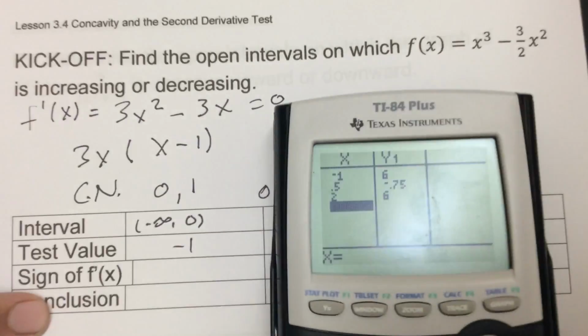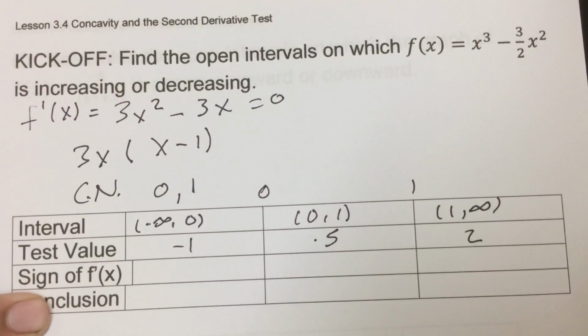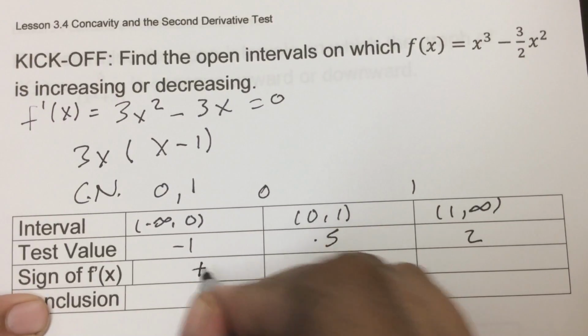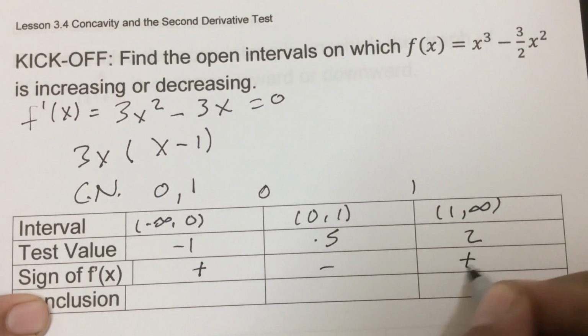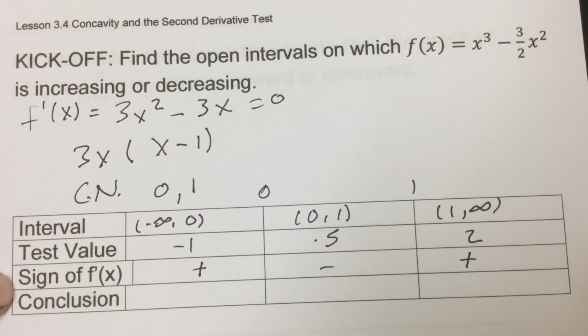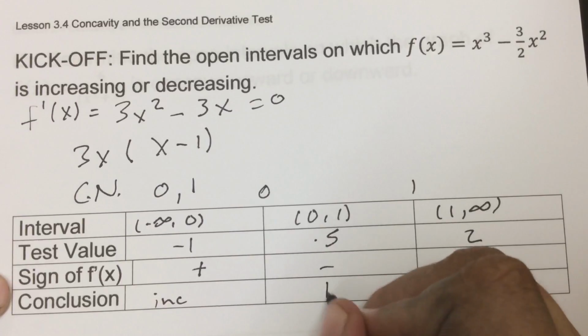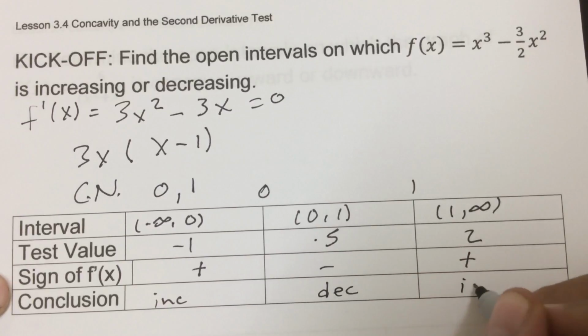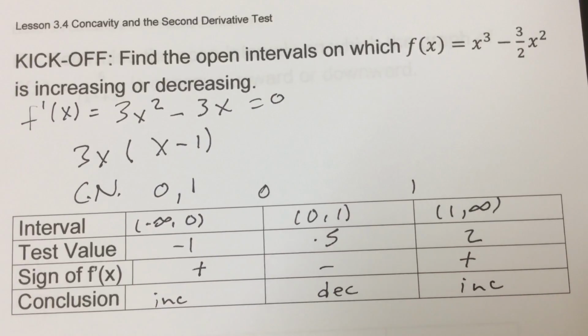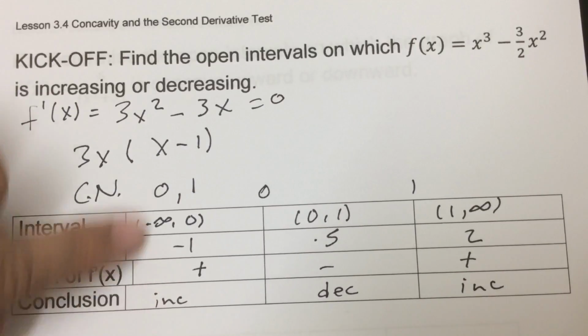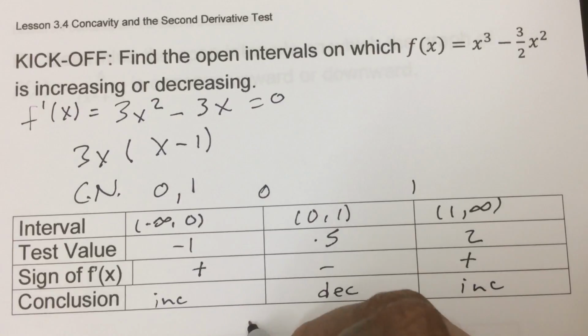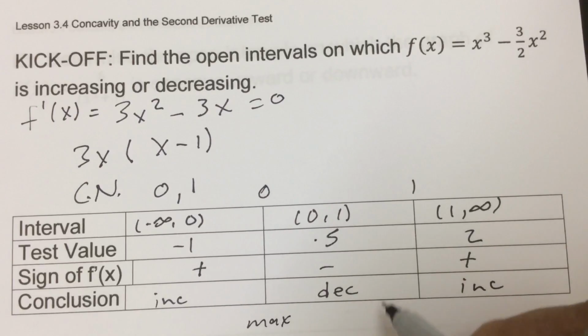So positive, negative, positive. So all we're worried about here is just the sign. So positive, negative, positive. So when the first derivative's positive, we're increasing. When we're negative, we're decreasing, and then increasing. Okay. Now, we can look at this and go, okay, if we're increasing to decreasing, this is a max. And if we're decreasing to increasing, this is a min. Okay.